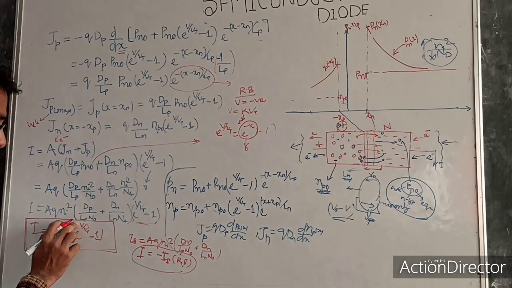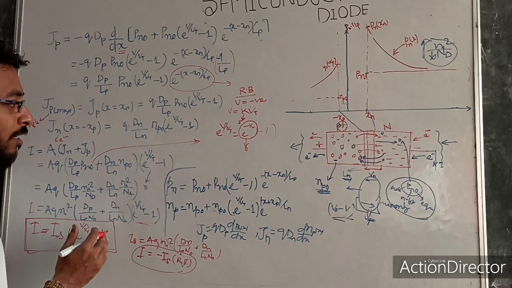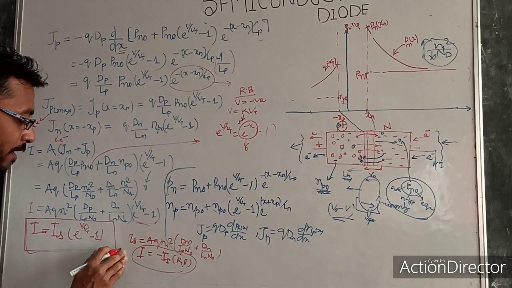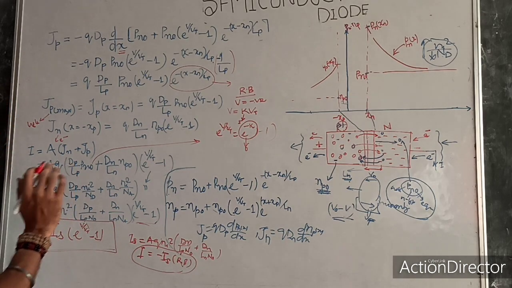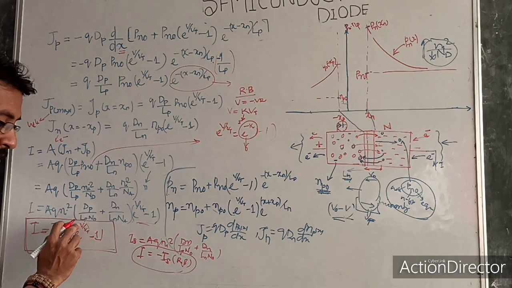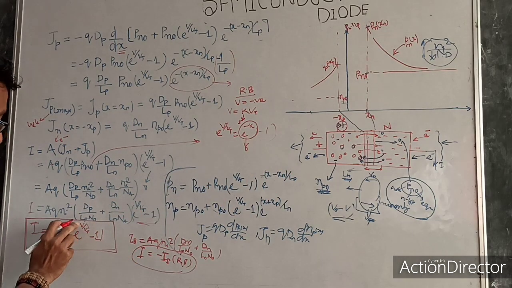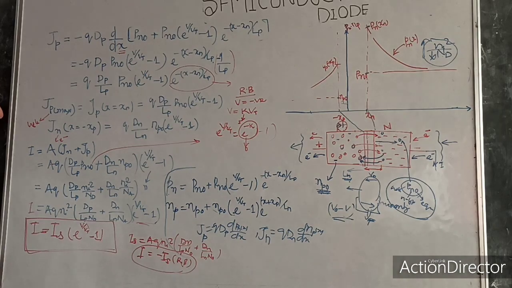And for forward bias, I will put positive V here, so Is into e power V by Vt minus 1. We will see what the VI characteristic for this diode is. So this is the derivation for this current and voltage. You can see my current is a function of voltage. This is the voltage that I am giving, either forward bias or reverse bias. This is the voltage and this is the current.